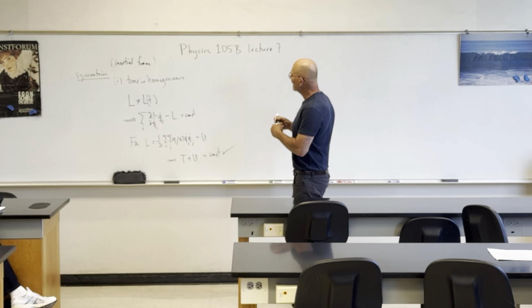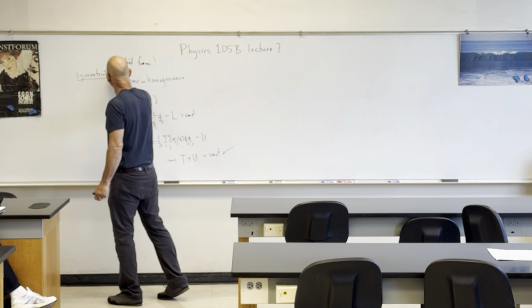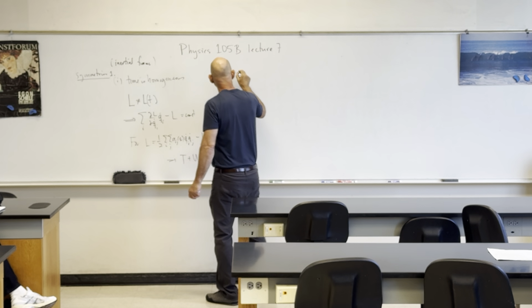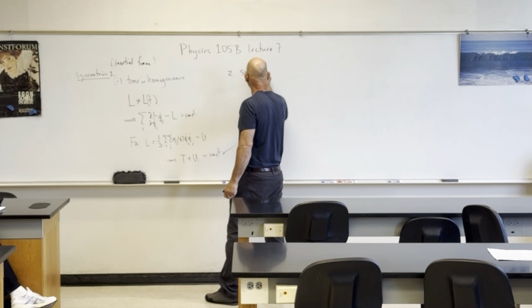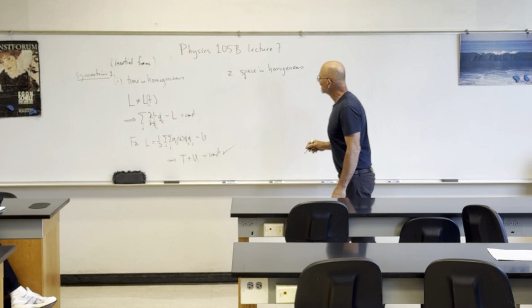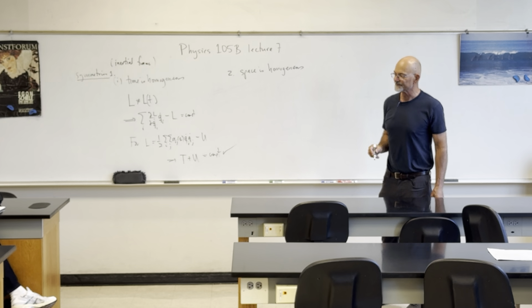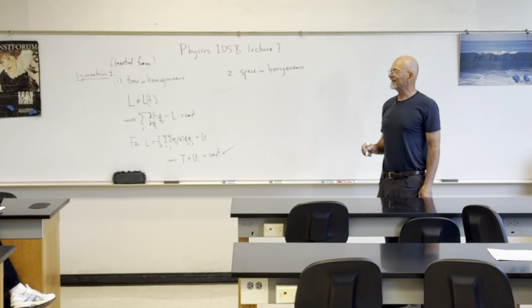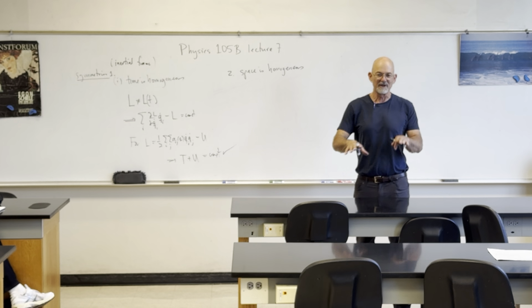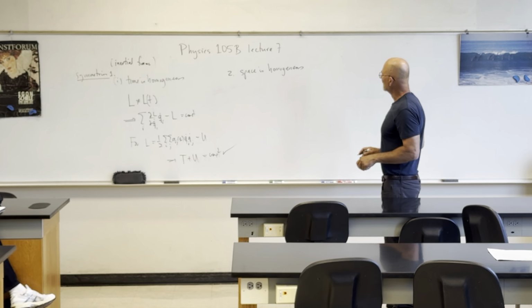Now the next symmetry that we're going to talk about, so this is one. The second one is that space is homogeneous. It basically means that any point in space is as good as another point in space. We had seen that with projectile motion, the x-y point. Any point is essentially as good as any other.